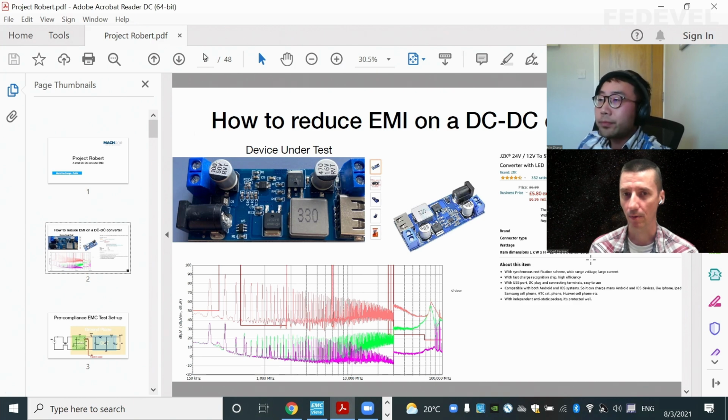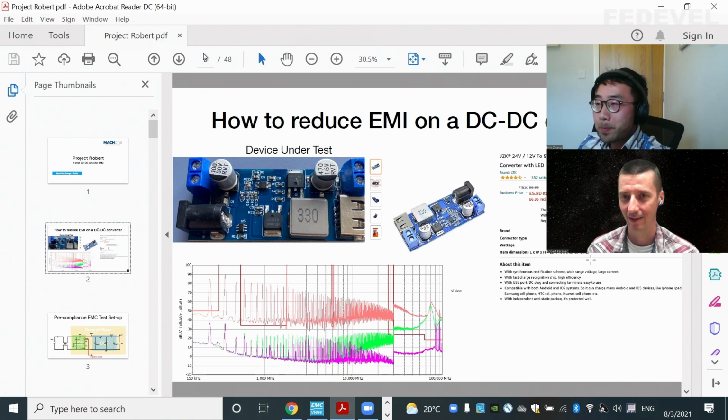This is also interesting because it's only 12 volts, and theoretically there should not be big problems when you design something like this. I think it's a really good example to show people that even designing this simple circuit for 12 volts can cause a lot of headaches for EMC or EMI.